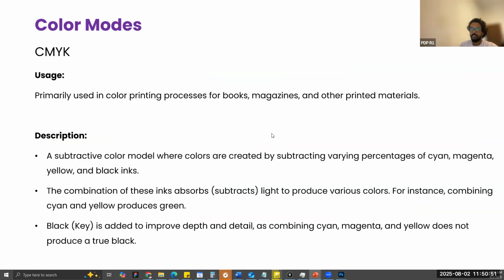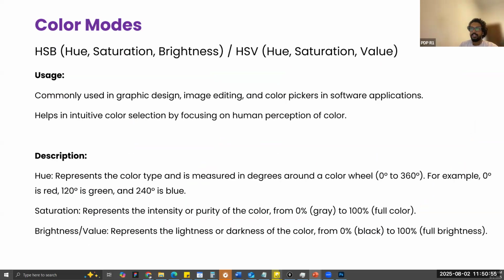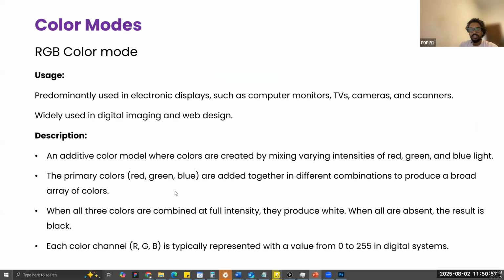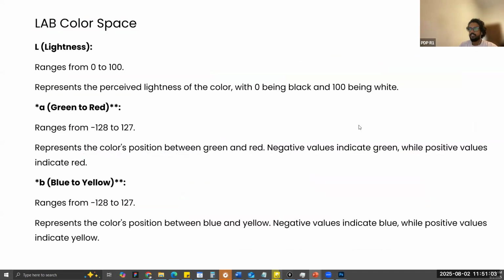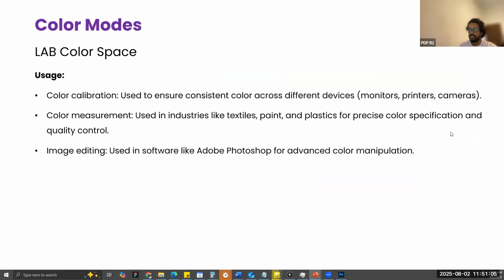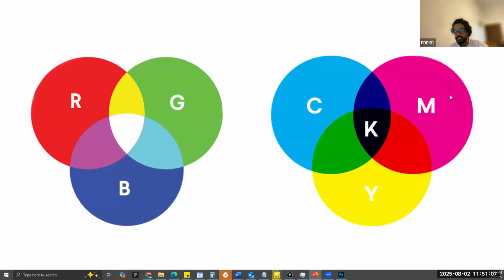So there are two: subtractive colors and additive colors. These are additive colors. These are subtractive colors, sorry. These are subtractive colors: cyan, magenta, yellow, and black. Right? These are subtractive and these are additive. That means when you combine these three colors you get white, and when you combine these three colors you get black.